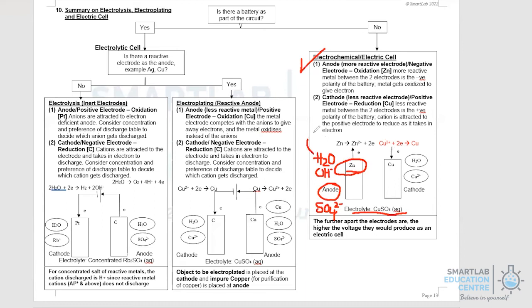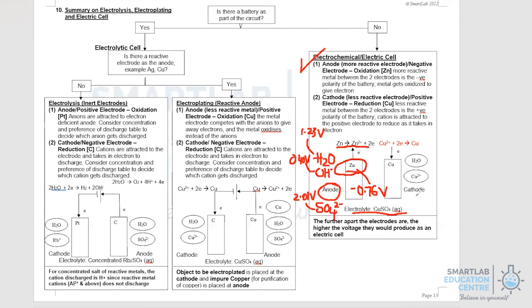So in the case of water, it is 1.23 volt from the data booklet. For OH minus, it is 0.4 volt. For sulfate, it is 2.01 volt, and zinc clearly is the one that will preferably discharge, since it has a standard electrode potential value of negative 0.76 volt. And that explains why zinc readily oxidizes.